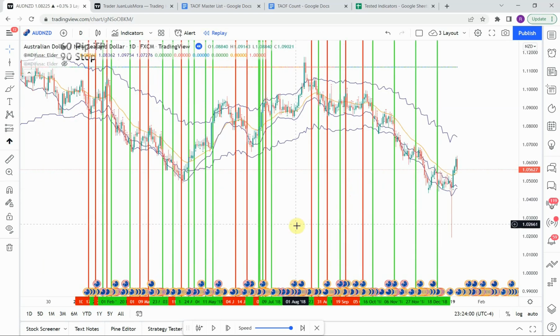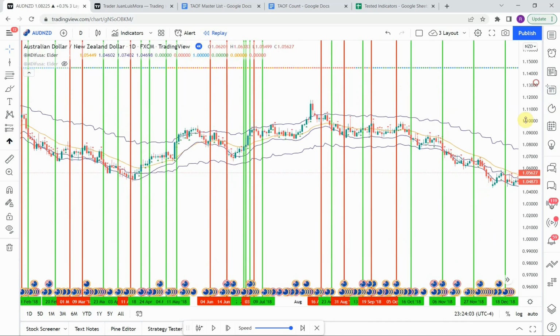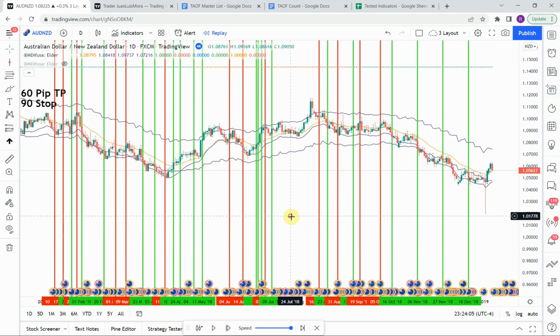All right, so let's go ahead and take a look at our indicator here. So we have quite a few trades within the 1 year's time. Let's go ahead and count it out and see what we get out of this. So we have 1, 2, 3, up through 32. So we have 32 trades altogether.